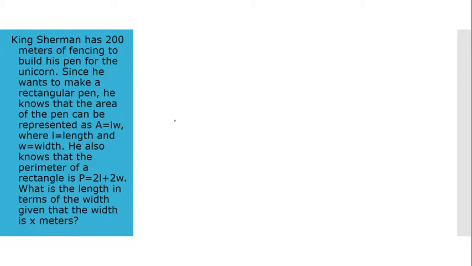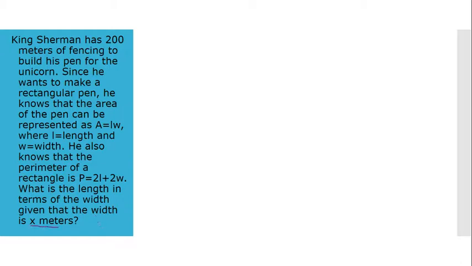Since he wants to make a rectangular pen, he knows that the area of the pen can be represented as area equals length times width, where L equals length and W equals width. He also knows that the perimeter of a rectangle is perimeter equals 2L plus 2W. What is the length in terms of the width, given that the width is x meters?